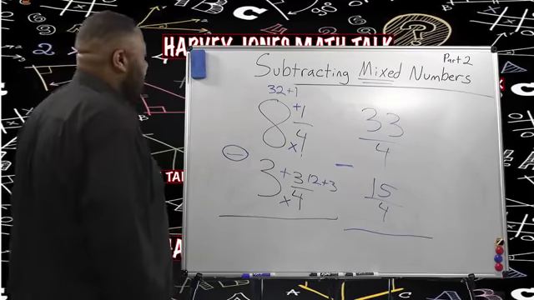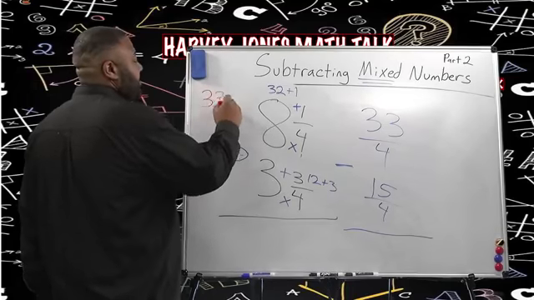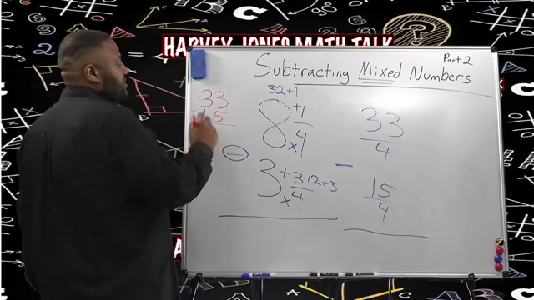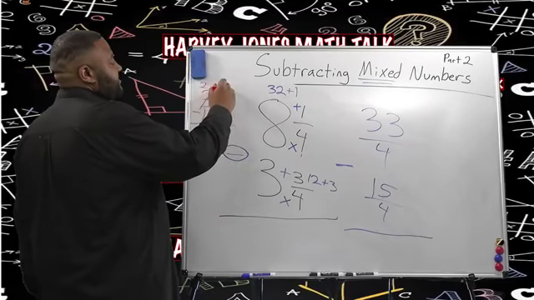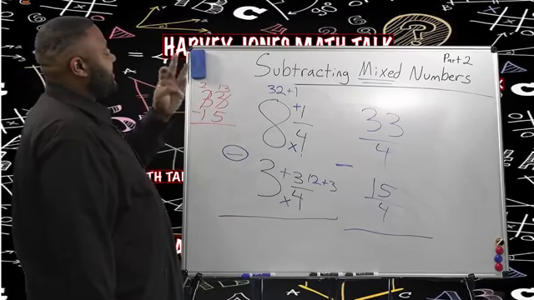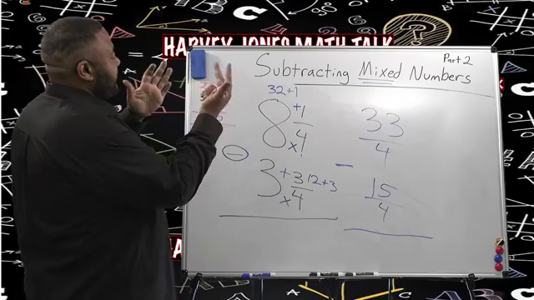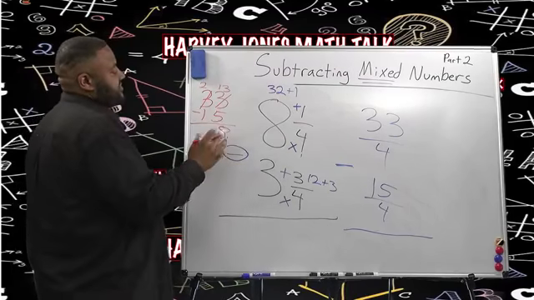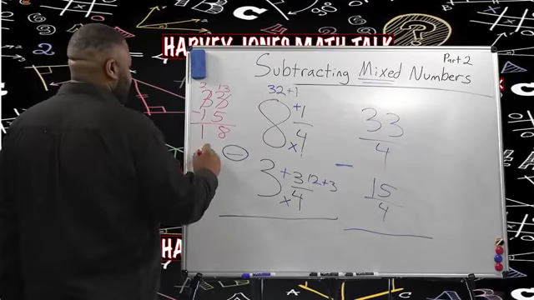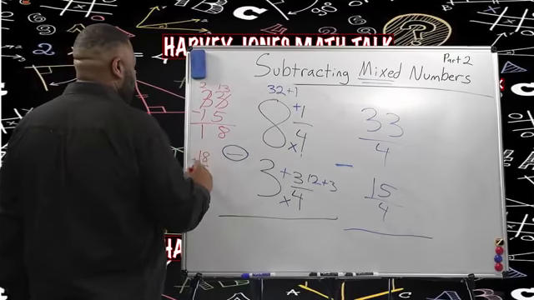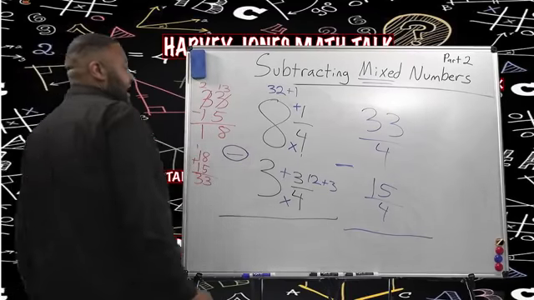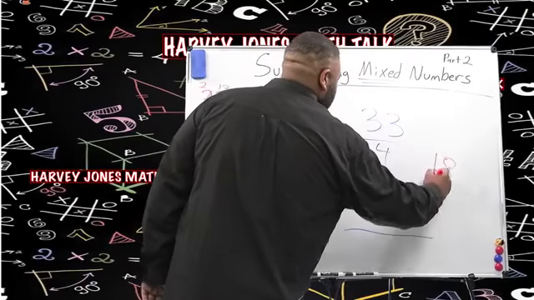All right, what we got going on right now is 33 minus 15. 3 becomes a 2, makes this a 13. Comes after 5, 6, 7, 8, 9, 10, 11, 12, 13. That should be 8 because 8 plus 5 is 13. 2 minus 1 would be 1. I double check. 18 plus 15. So it should be 18 fourths.